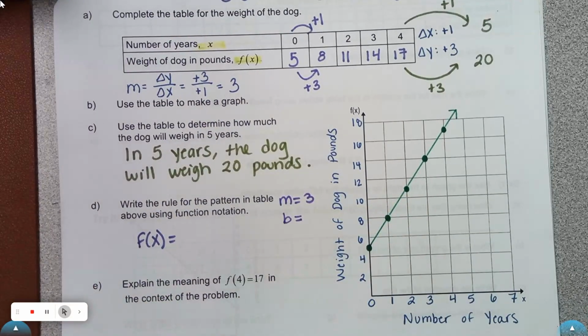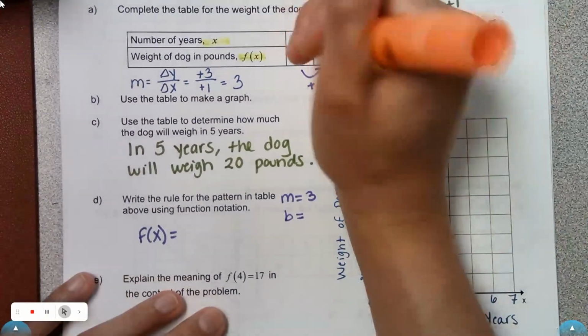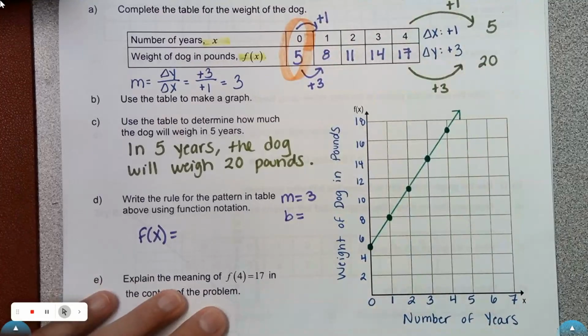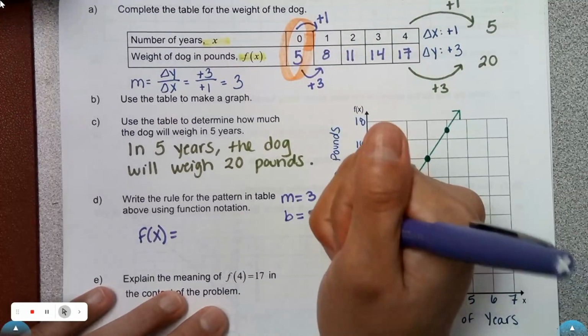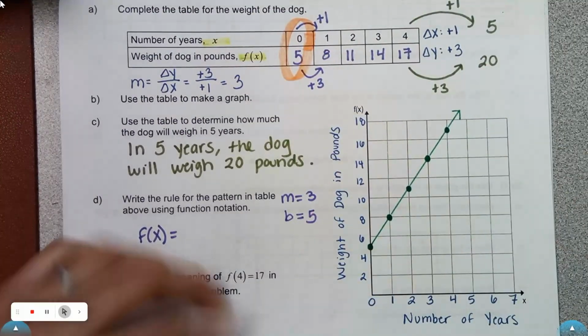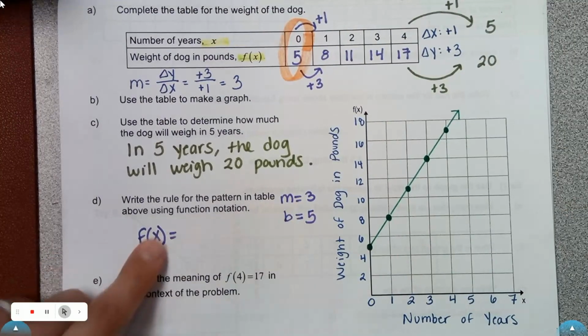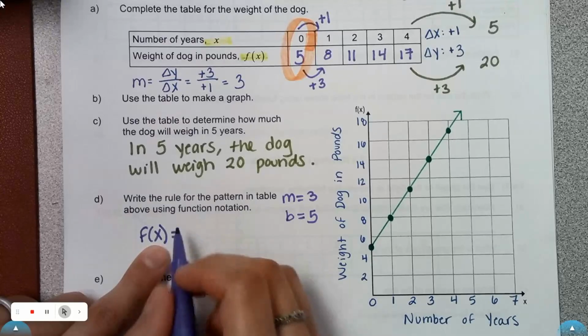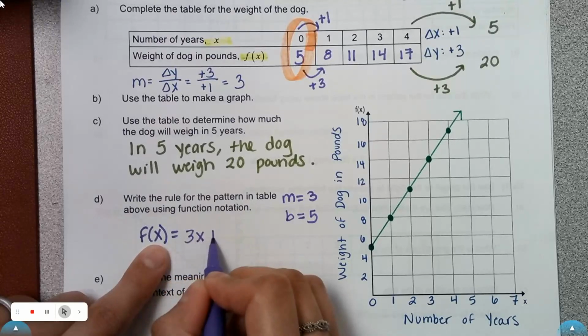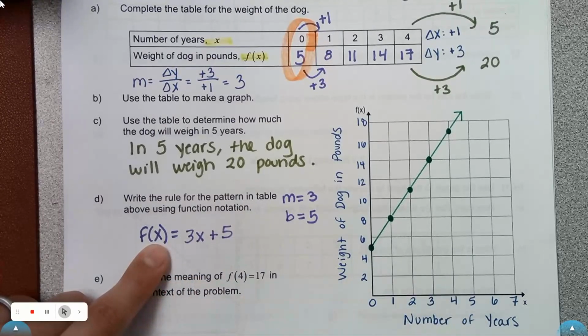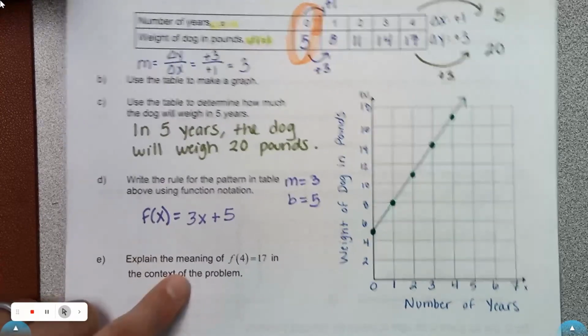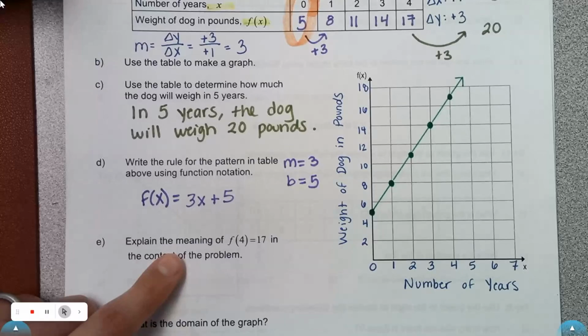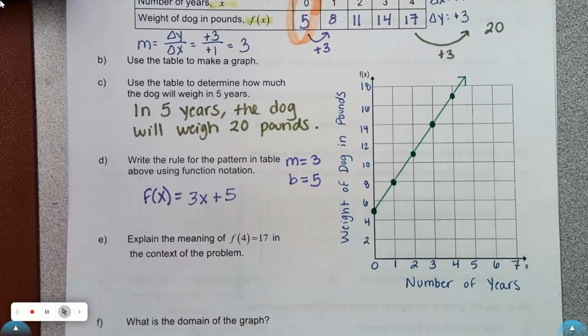So if I look at my table, x equals 0 right here. So at the start, the dog weighed 5 pounds. Now I can plug in my numbers to create my equation. So I'm going to have 3x plus 5. Okay, part E says explain the meaning of f of 4 equals 17.